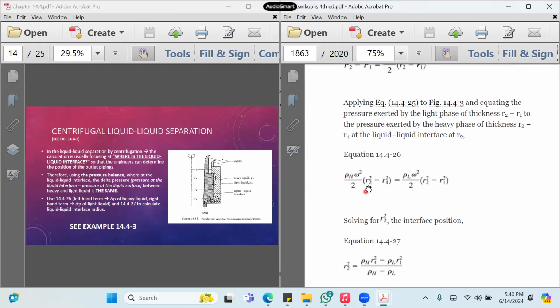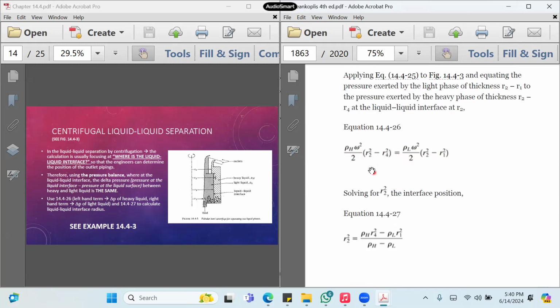This one is, I think, the delta P for the heavy liquid. This one is the delta P for the light liquid. So it's the same. By rearranging the calculation, we can find R2. R2 is the radius where the liquid phase is.